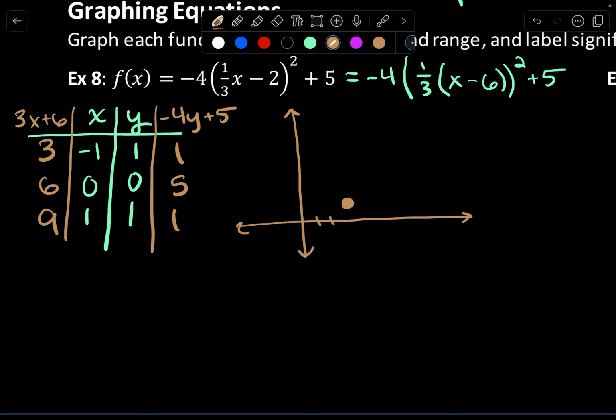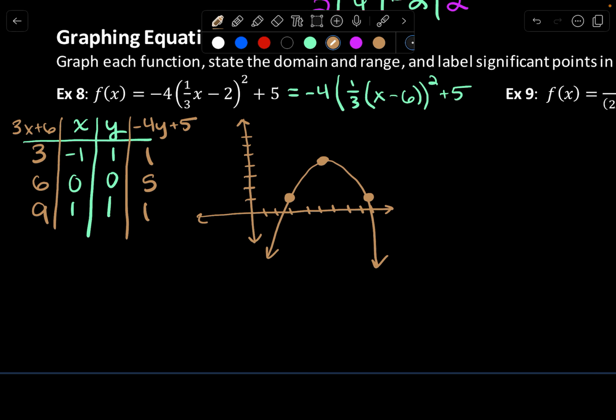So we'll go 1, 2, 3, 4, 5, 6, 7, 8, 9. And then we'll call this 1, 2, 3, 4, 5, 6, 7. (6, 5): 1, 2, 3, 4, 5, 6, and then up to 5. And then (9, 1): 6, 7, 8, 9. And then we'll open up the parabola facing downwards. All right, just a rough sketch.